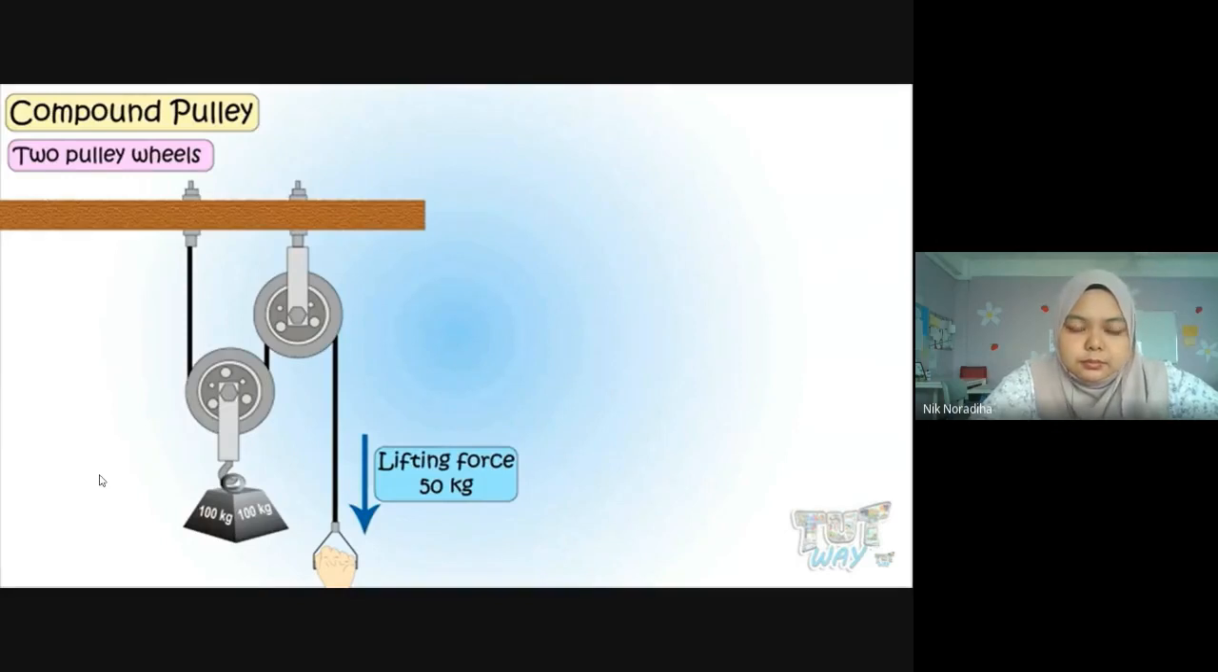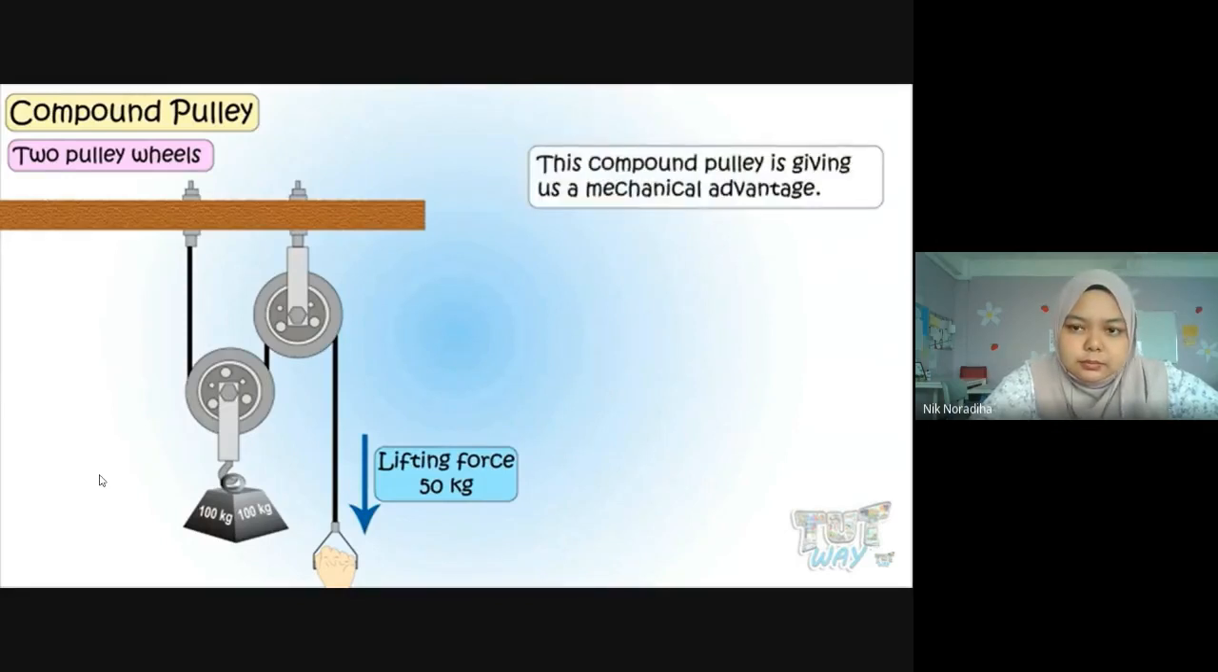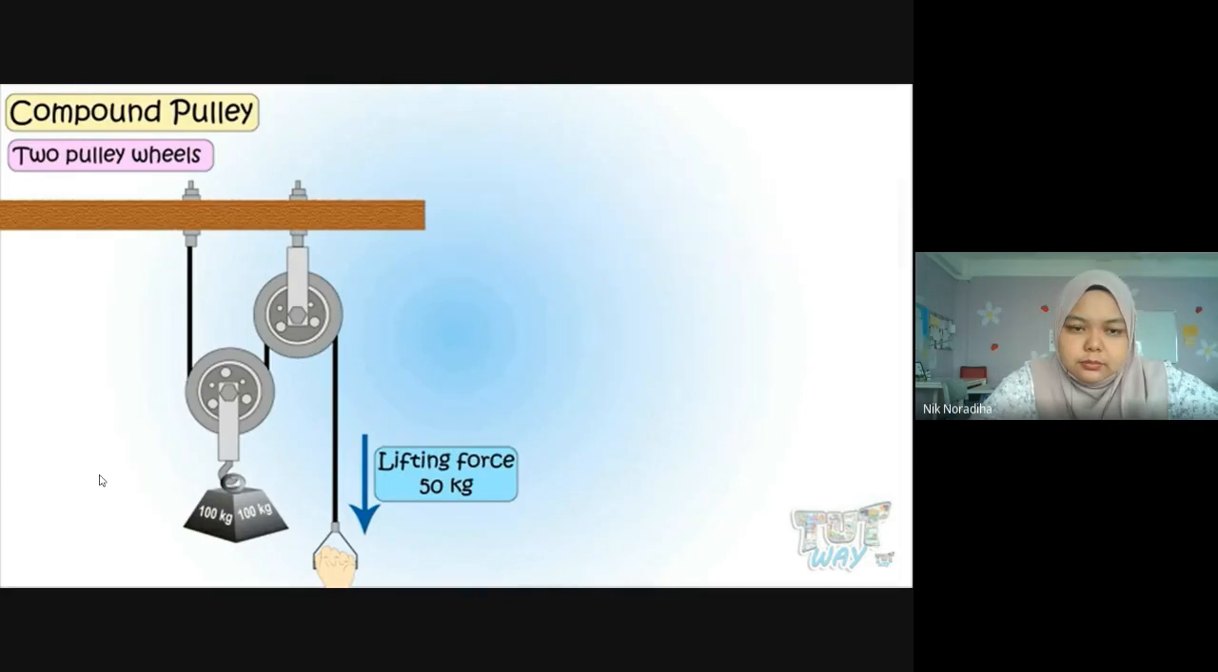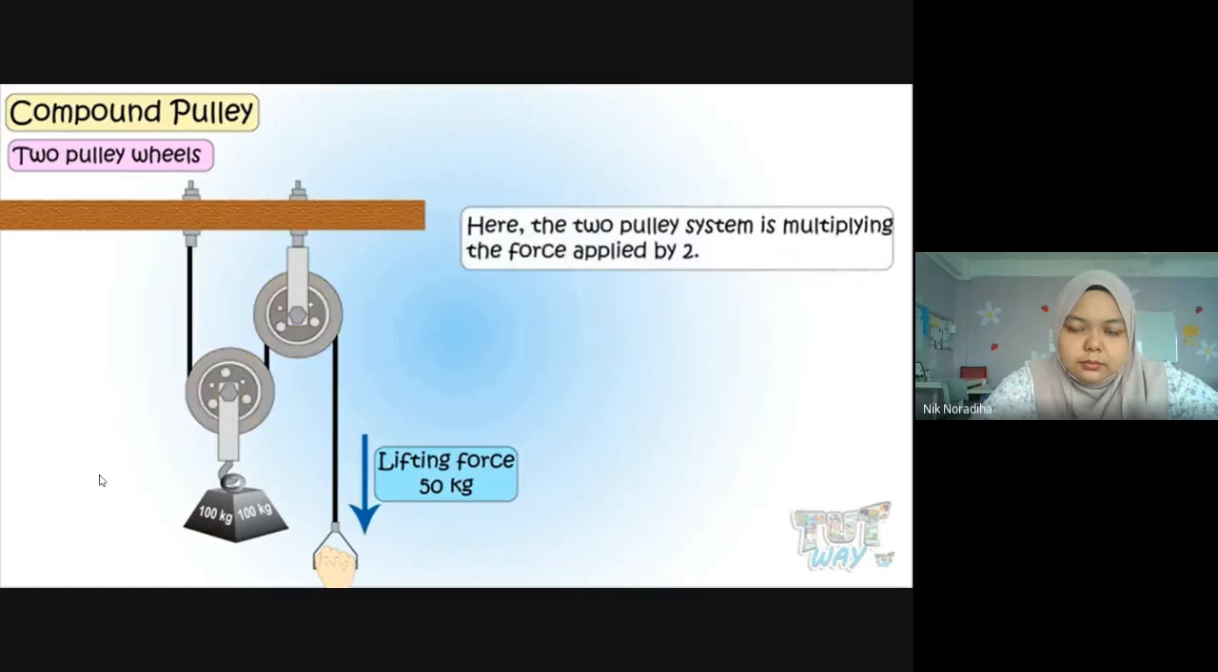That is, this compound pulley is giving you a mechanical advantage. Mechanical advantage is the measurement of the extent to which a simple machine multiplies a force. Here, the two-pulley system is multiplying the force applied by 2. That is, you are applying a force of 50 kg and it is giving you a force of 100 kg.